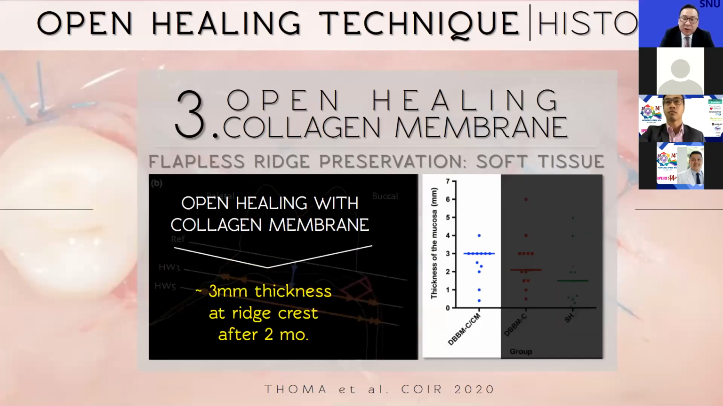The results show that in the area where open healing was attempted, a 3 millimeter thickness of soft tissue was formed at the ridge crest after 2 months. So when you do an open healing procedure with a collagen membrane, we are able to get 3 millimeters of soft tissue thickness, and I think that's quite remarkable. That gives you some confidence in this type of open healing.